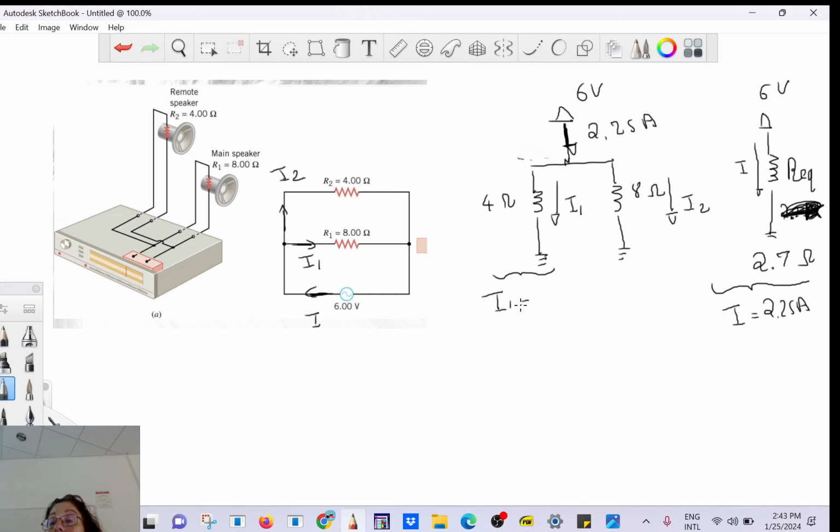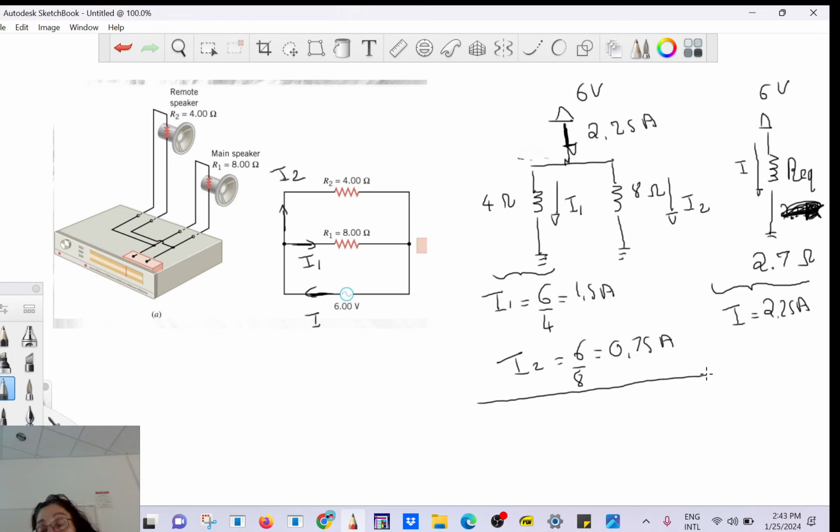So I1 is what? The voltage drop is 6. So 6 divided by 4, and you get 1.5. How much is I2? The power supply, 6 divided by 8. How much is that? Okay, 0.75 amps. Now, if you add them together, I1 plus I2, it's going to be 2.25 amps.